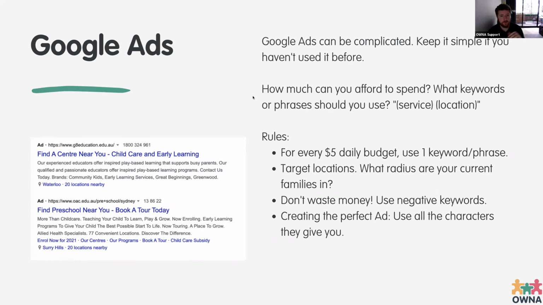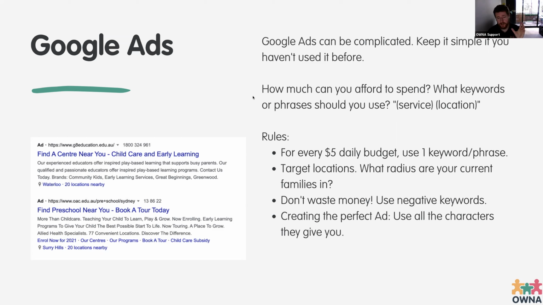Once you get in there, it'll make sense. If you've never seen it before, this might not make a lot of sense to you, but again, I'm going to send this to you. So when you've got Google Ads up, just get this page up and then implement these rules, and it should save you a bit of cash. So the rules would be, for every $5 of your daily budget, use 1 keyword or phrase. So obviously $20, 4 keywords.